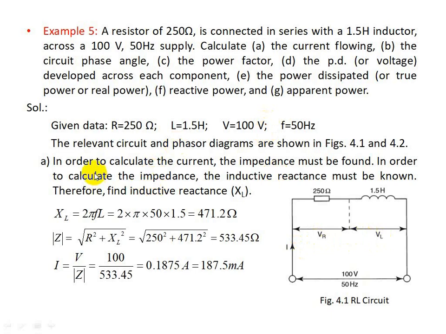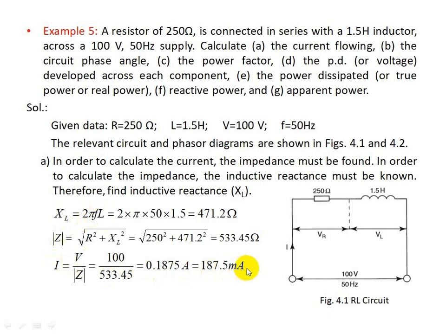First we have to find the current flowing in the circuit. The current flowing in the circuit will be V by Z. You have to use this formula. Z is the impedance of the circuit. It is not known, so we have to compute the impedance. Impedance is given by the formula square root of R square plus XL square. R is given whereas XL is not given, but inductance is given. So you have to find XL, inductive reactance. It is 2 pi F L, where F is frequency and L is 1.5 Henry. So find XL, then impedance, then find current. This gives you 187.5 milliampere.